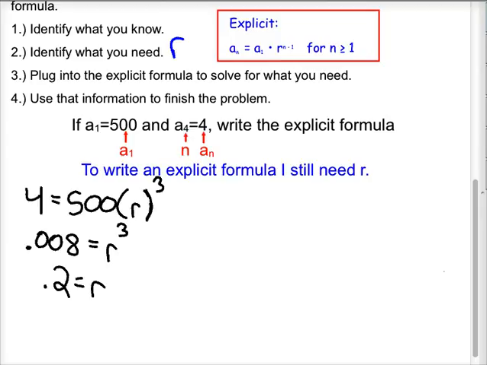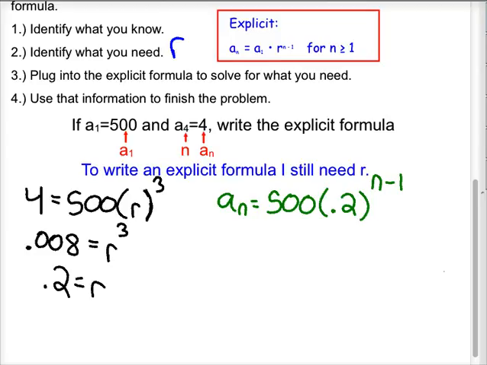So that means I have exactly what I need to write my explicit formula. So my explicit formula is my first term times that rate to the n minus 1. And that means I'm already done. My explicit formula is ready and good to go.